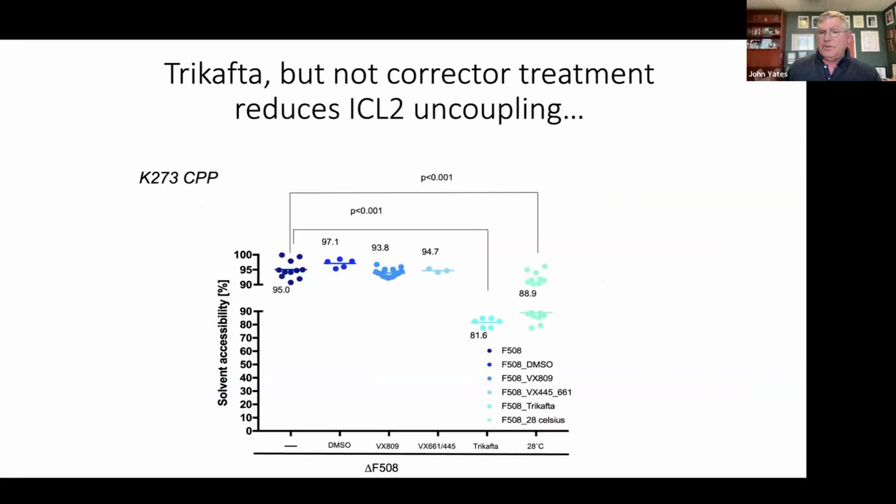So if you look at Trikafta, we find that Trikafta actually does pretty well in terms of moving the K273 domain to where it should be. It's quite just like the temperature shift experiment, suggesting that it's actually changing the conformation of the protein enough that it's becoming activated.